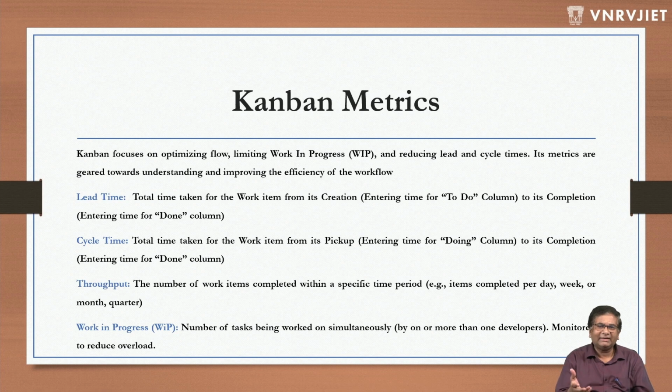So what is lead time and what is cycle time? Lead time is the total time taken for the work item from its creation, that means entering the to do column, to its completion, to the done column. That means from this column to this column, how much time it took. That means as soon as the customer created a ticket and it has come to our board, how much time it took to complete the ticket. That's the lead time.